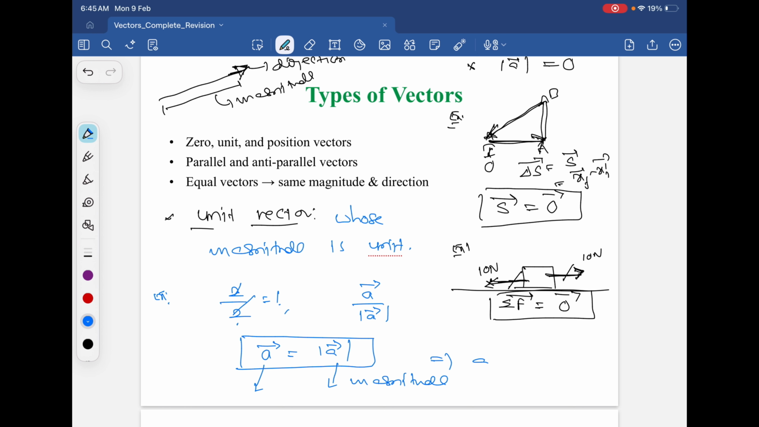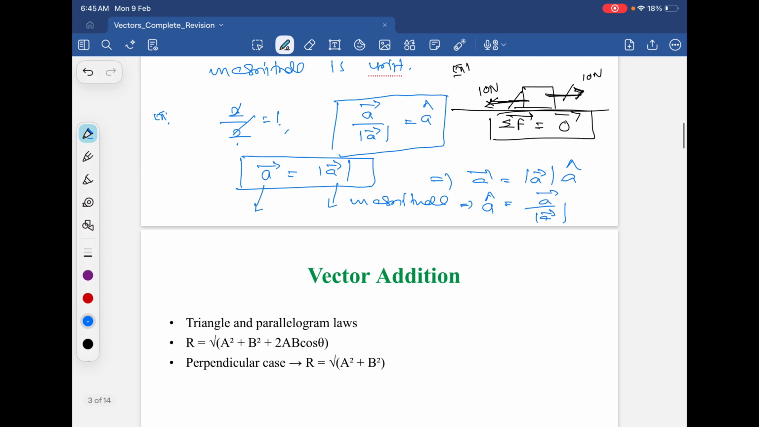That's why we write this vector a bar as having magnitude mod a. What about direction? That direction is given by this unit vector, students. So that is mod a into a cap. Now, a cap is equal to a bar by mod a bar. This is the unit vector. So any vector divided by its magnitude gives what? Unit vector.